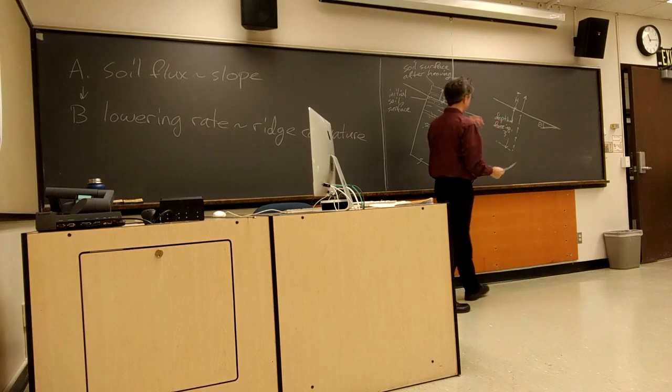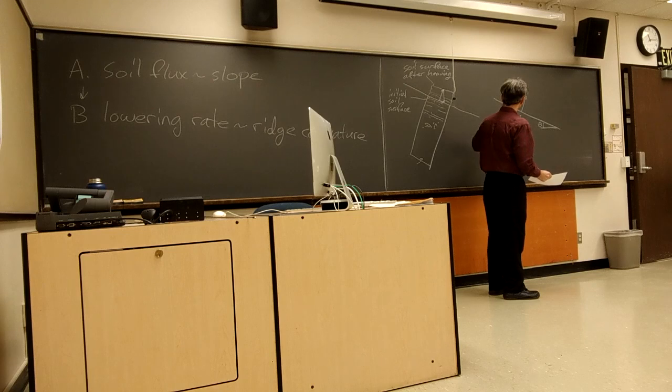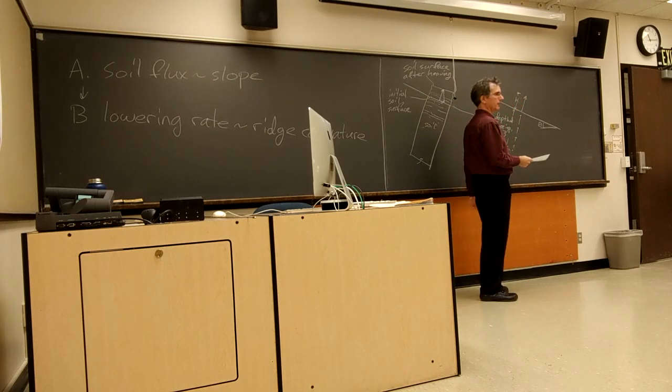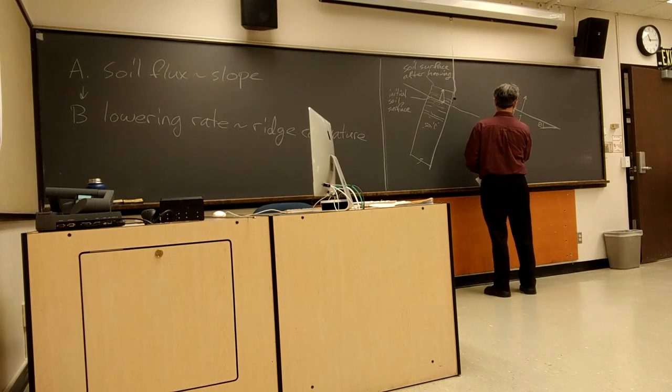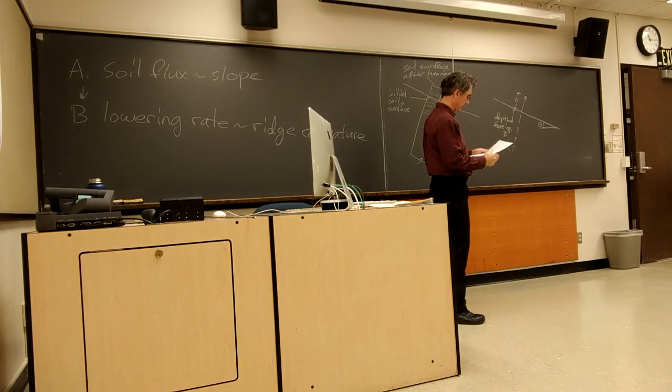I'm going to try to stick to the notation in the book to avoid confusion. Zeta, I just draw kind of a squiggle. Maybe I can make that a little better. No, it still just comes out a squiggle. All right.